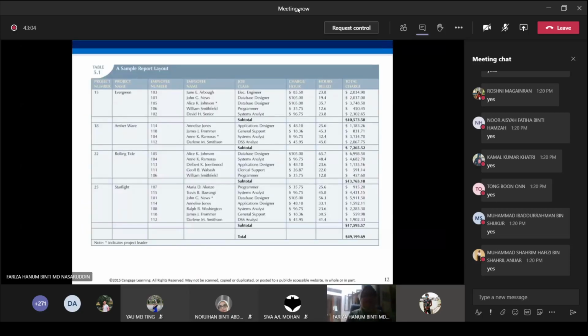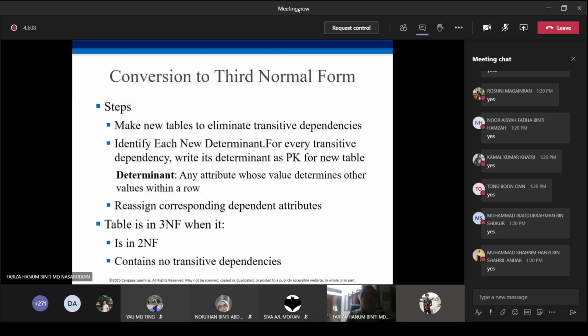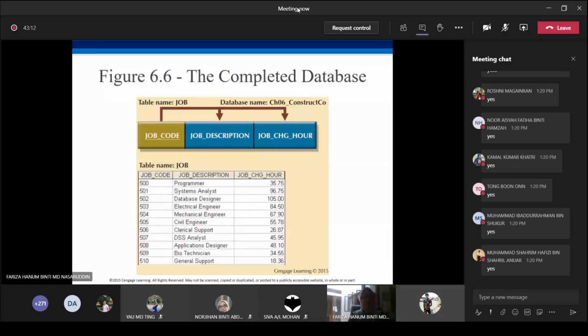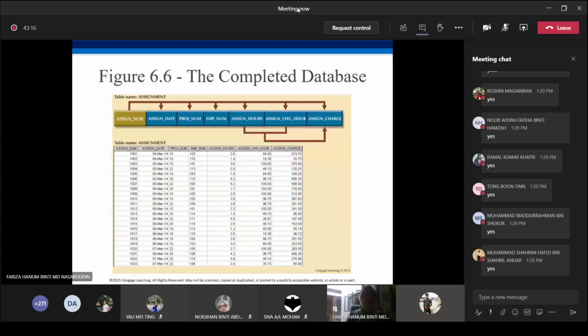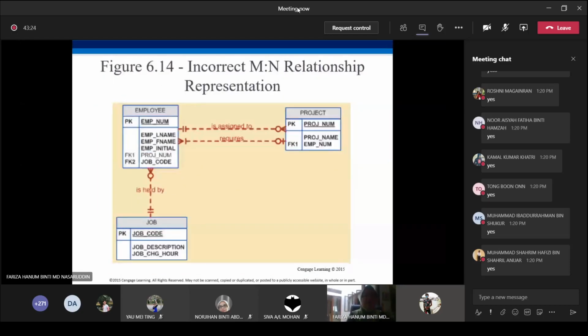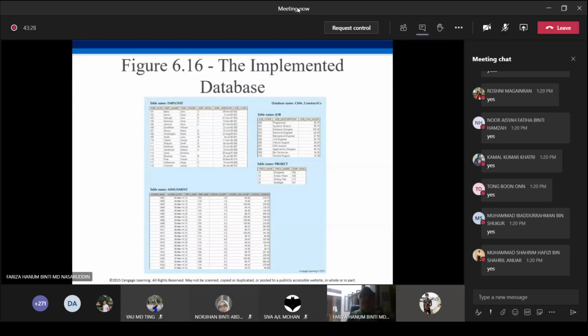Okay, example. I'm just going to give you some example. I don't know whether you can see this table or not. You look at this table. You have employee number, employee name. Let's just look at employee number and employee name. So employee name is functionally dependent on employee number. That is the statement I'm going to give you.